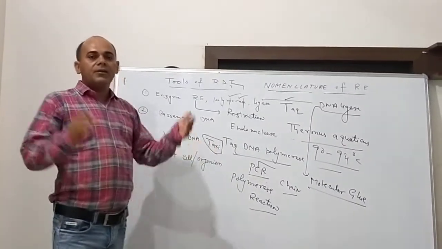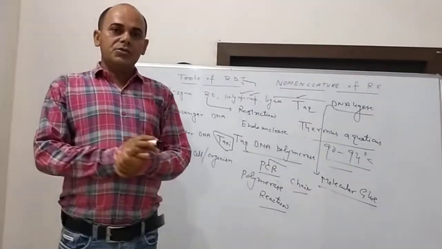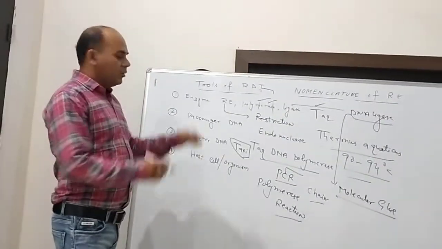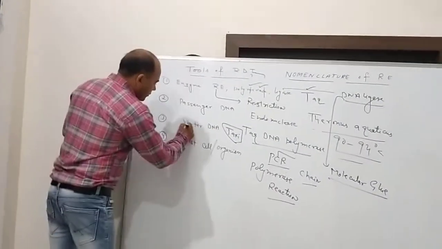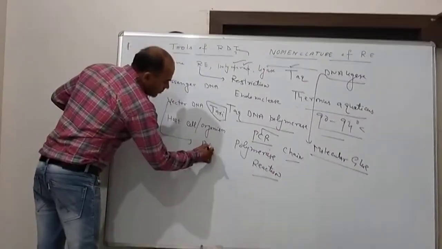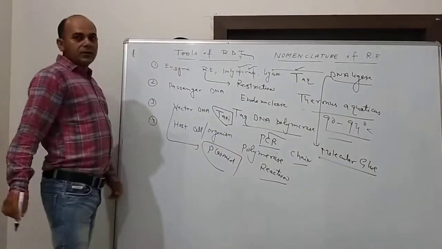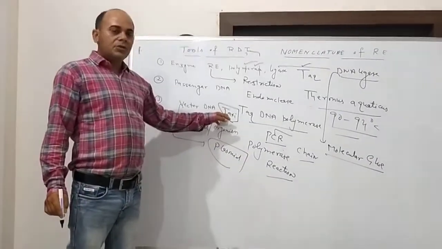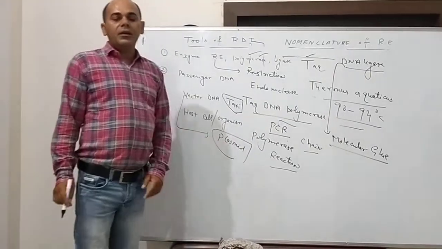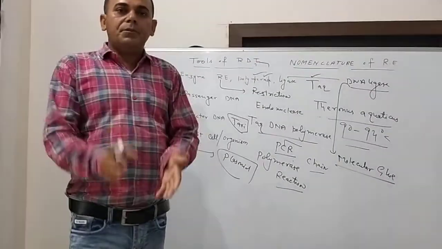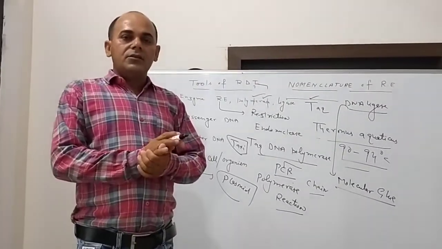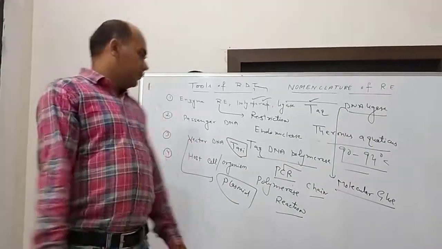There are so many different kinds of vectors which are used here. The most important is called plasmid. It behaves like a vector. It works as a taxi because with the help of a plasmid we can transfer a particular piece of DNA, a desired gene, from one cell to another.